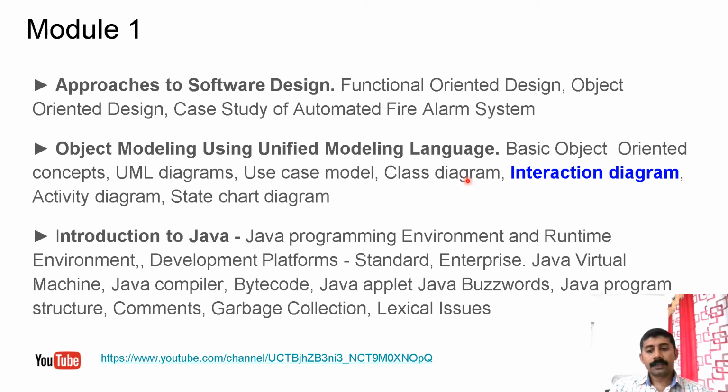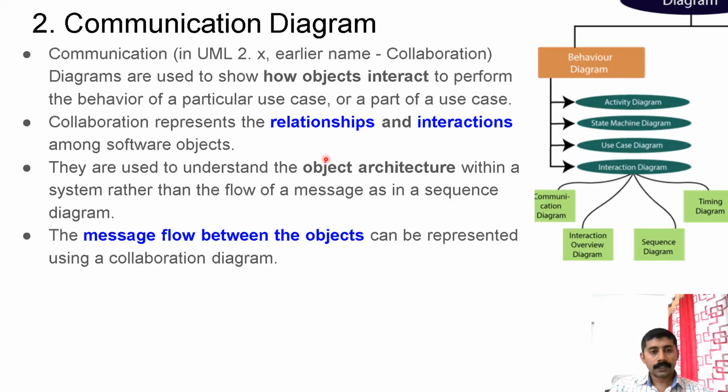In the previous lecture, we learned what an interaction diagram is and the details of the sequence diagram. In today's lecture, we will learn the details of the other three interaction diagrams, which are the collaboration diagram or communication diagram, timing diagram, and communication overview diagram. Let us start with the communication diagram.